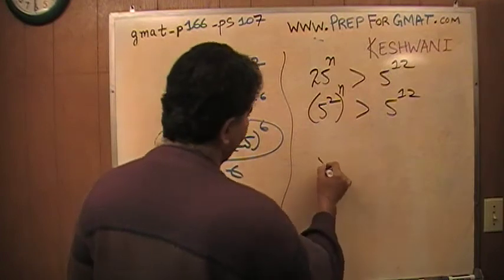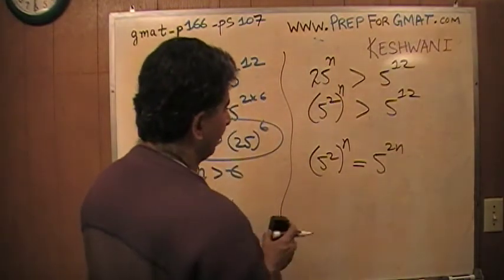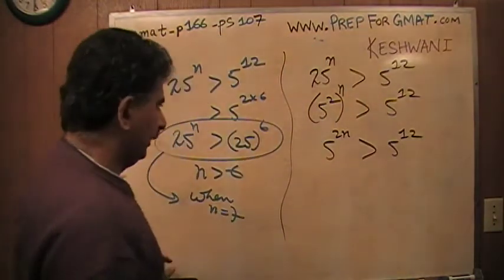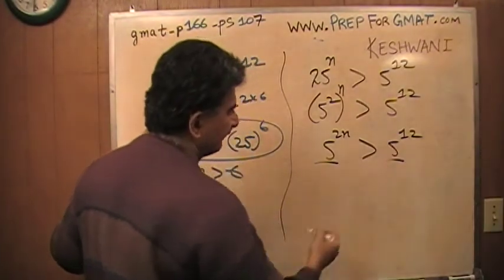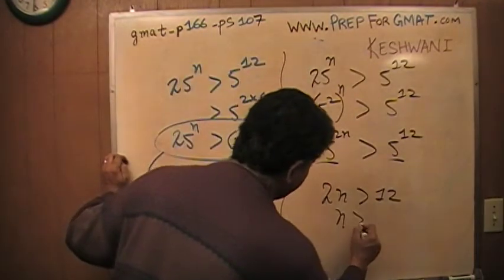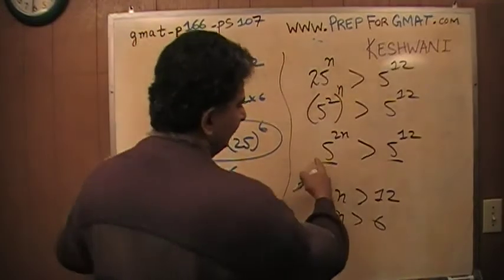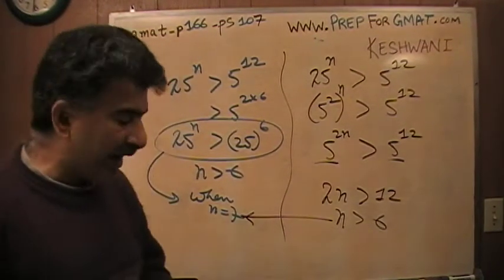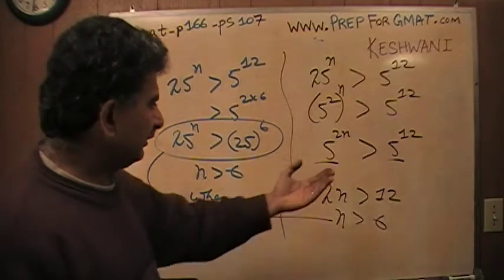If I have 5 squared raised to n, I hope you're able to see that this is the same as 5 raised to 2n. So that's what I'm going to write now. 5 raised to 2n is more than 5 raised to 12. And now, since the bases are the same, the only way the quantity on the left hand side is going to be more than the quantity on the right hand side is when 2n is more than 12. If 2n is more than 12, then n would have to be more than 6. And since I'm looking for the smallest value of n where this holds, n has to be 7. Well, n doesn't have to be 7, but that is the least value of integer n for which this will hold true.